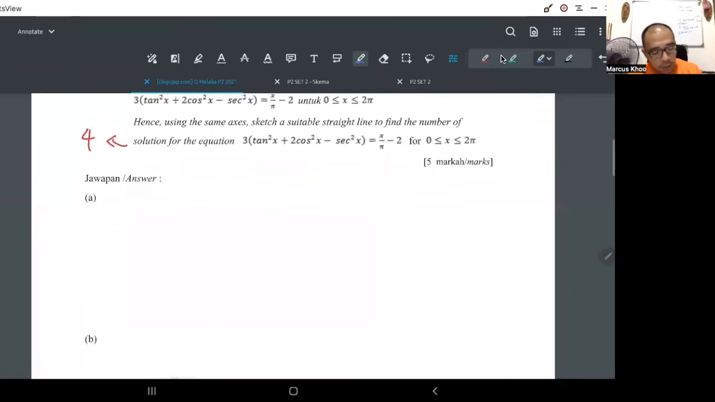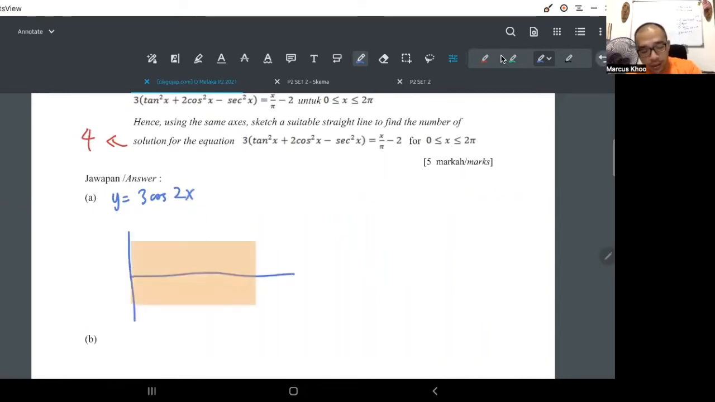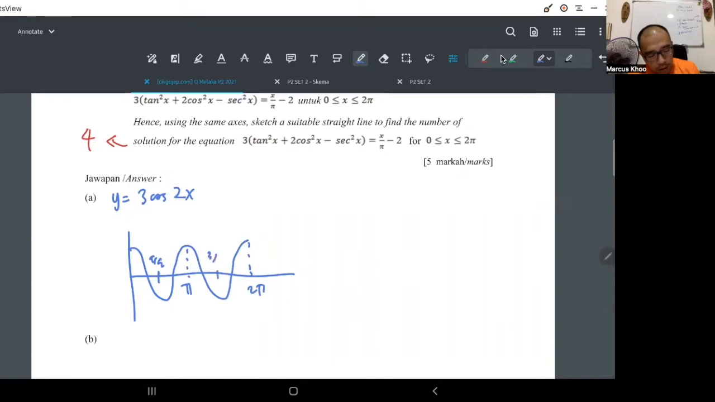Okay, if it's just y equals to 3 cos 2x, 2 means 2 cycles. 1, 2. Okay, so this is 2 pi. So halfway will be pi. Halfway of the halfway will be pi over 2. And the other one will be 3 over 2 pi. Maximum is 3 and minimum is -3. Okay, but we are bringing it down 1 step. So it'll be -1. So -1 means that it will be like this.